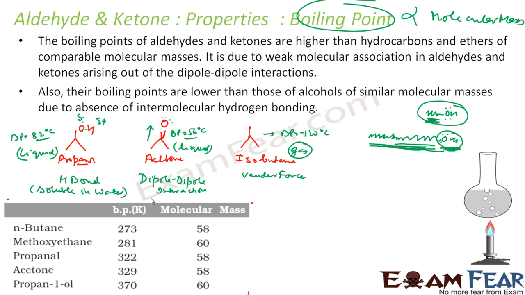So if you see here, they have compared n-butane. This is butane, the normal butane. They have a boiling point of 273. They have comparable molecular mass. This is n-butane, methoxyethane, and then propanol, and then acetone, and propanol.